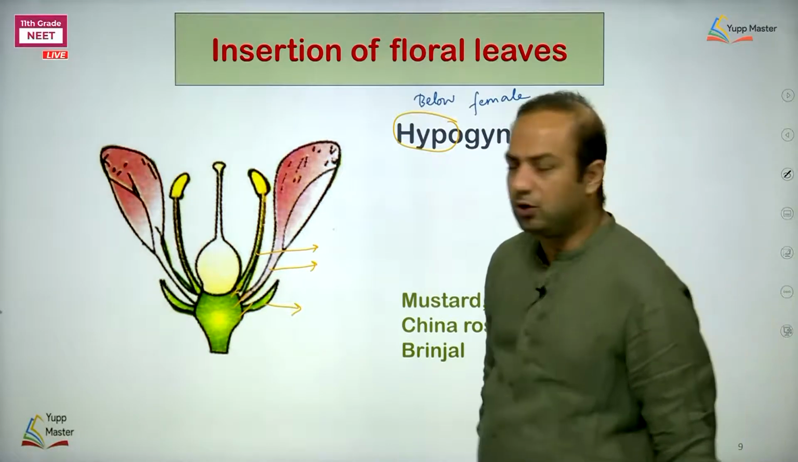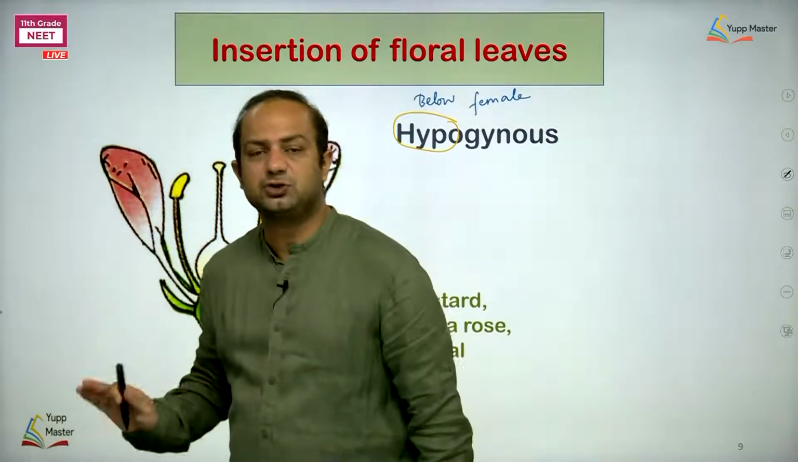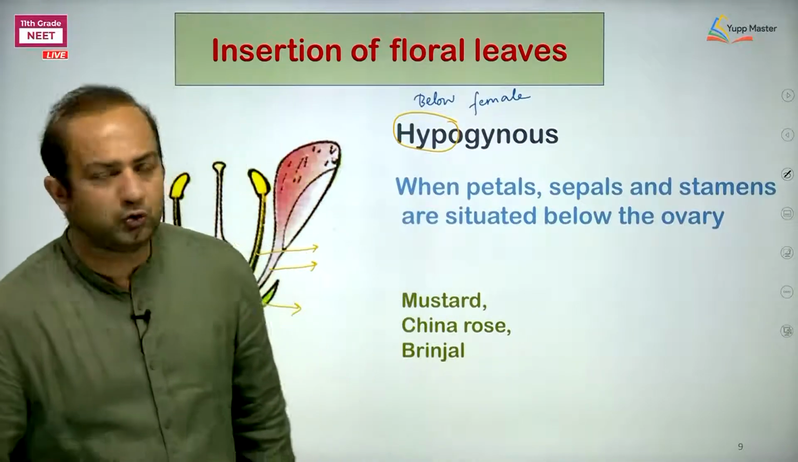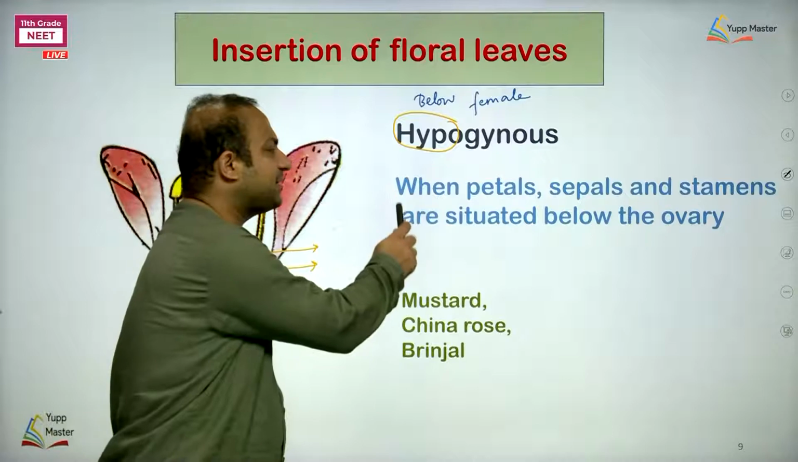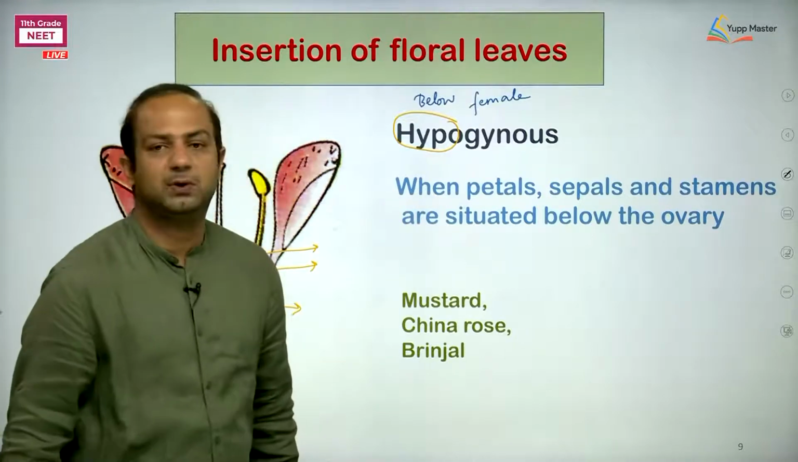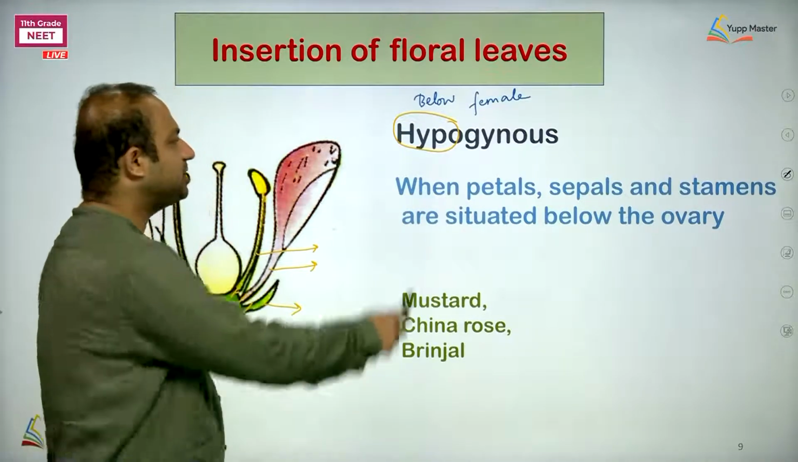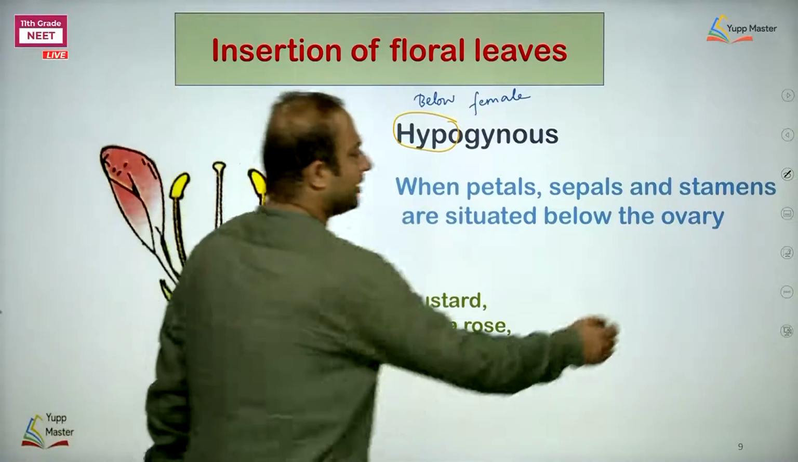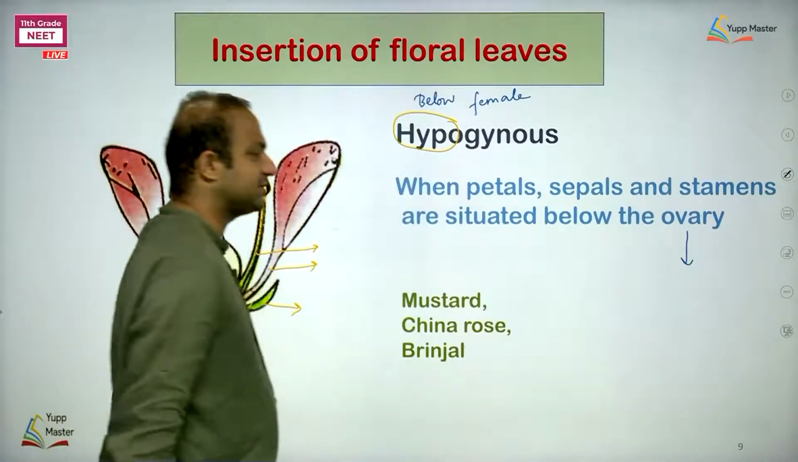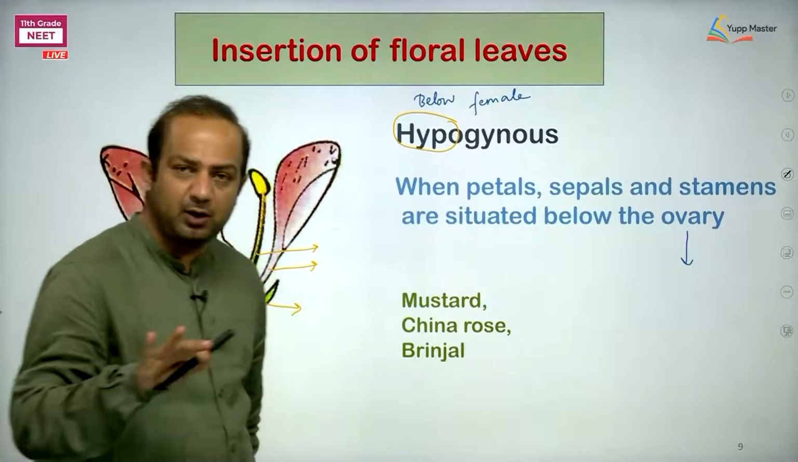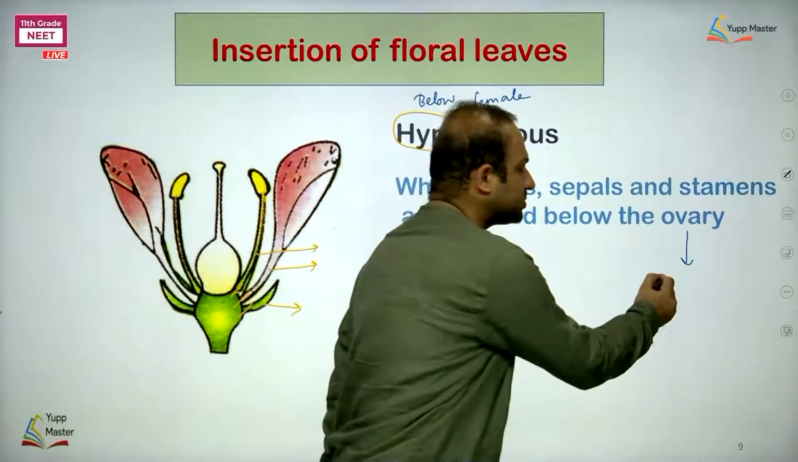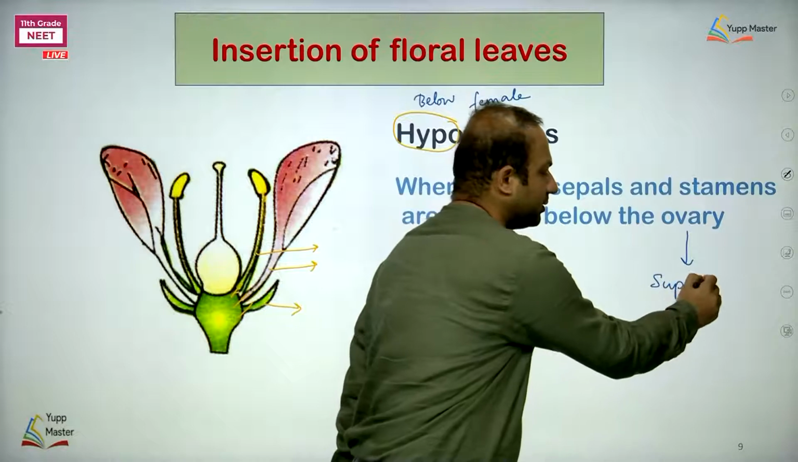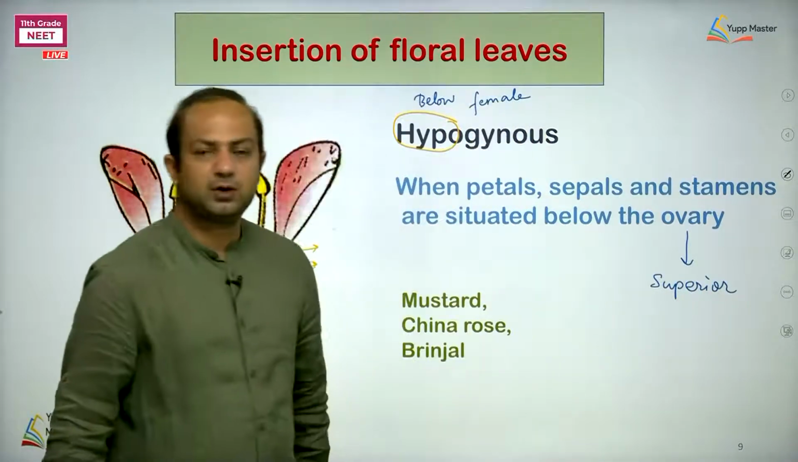So it means the ovary is above and the rest of the floral members are below. That's why we say that when petals, sepals, stamens are situated below the ovary, that condition is called hypogynous. And remember this, the ovary, being the part of the gynoecium, is present above all. That's why we call it a superior ovary. This is called a superior ovary.